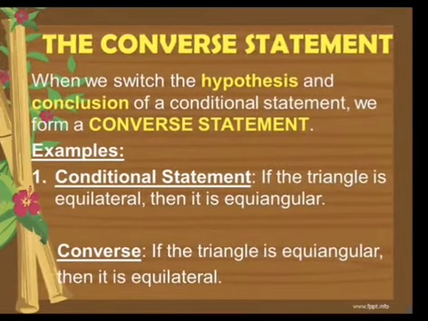Now, after discussing all about conditional statements, we have another statement to take a look at. When we switch the hypothesis and conclusion of a conditional statement, we form a converse statement. Examples. Number 1. Conditional statement: if the triangle is equilateral, then it is equiangular. Its converse is, if the triangle is equiangular, then it is equilateral. So as you can see, the hypothesis and conclusion of the conditional statement are being switched or exchanged.